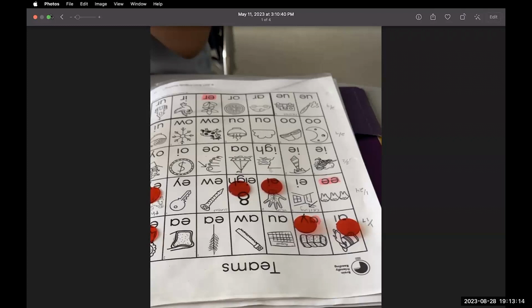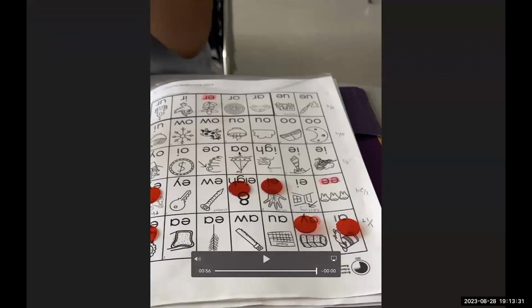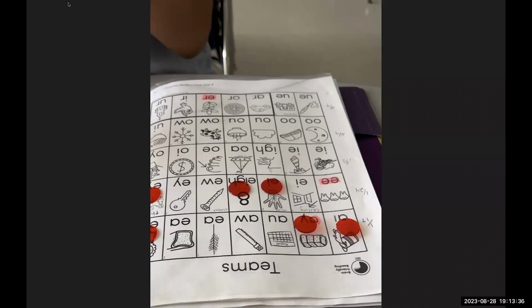Absolutely. So if I were to do that over again, I would have that student, as they put the counter on the chart, say the sound, at least say the sound. They could say the letters E-I-G-H-A. That would be optimum. Okay. So I don't really do this a whole lot, the pointing to. I wanted to change it up a little bit for this particular child.